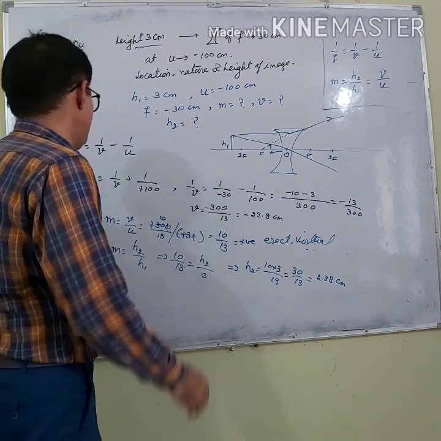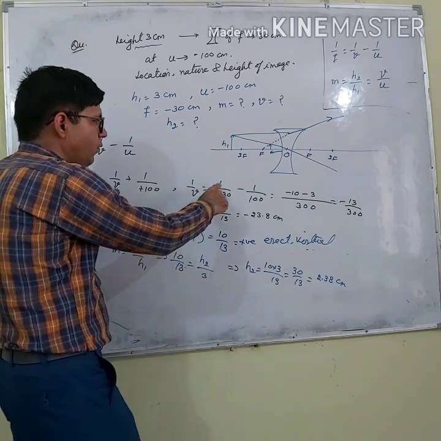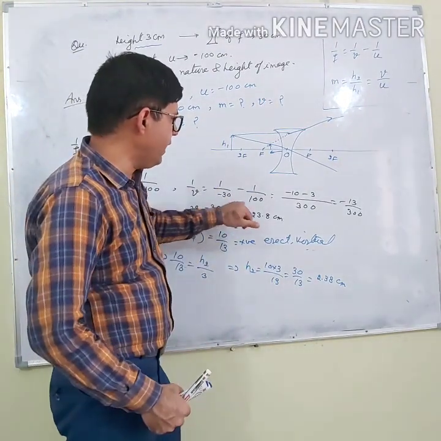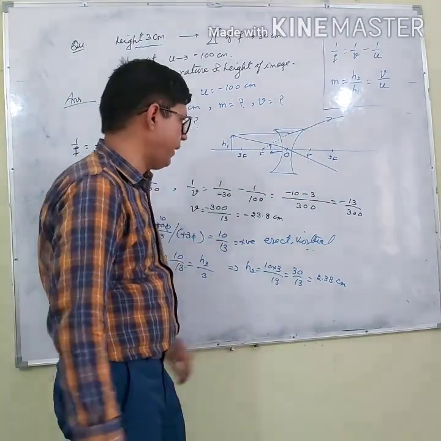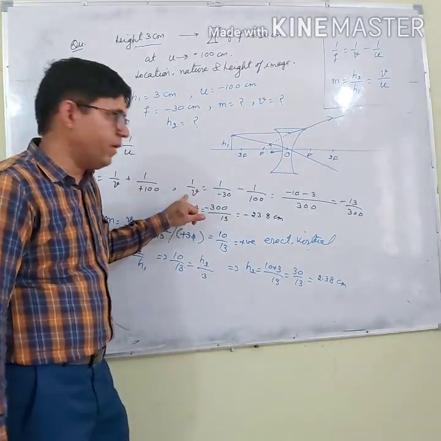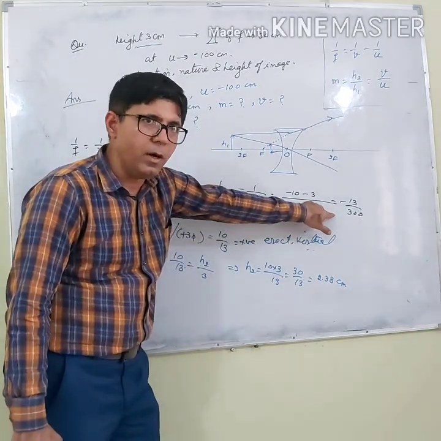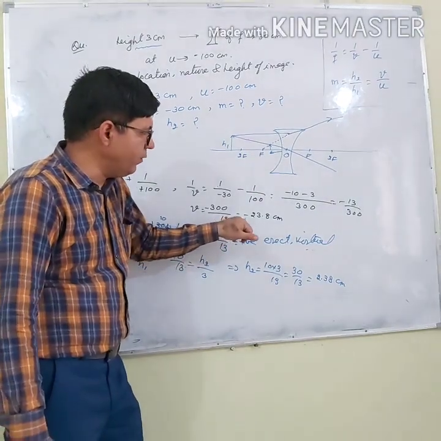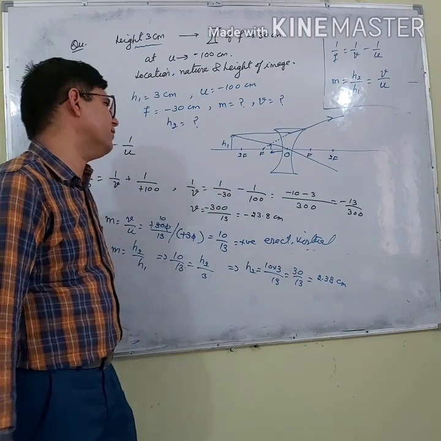So when this term goes to the left hand side, 1 by v equals 1 over minus 30 minus 1 over 100. Its LCM will be 300. So minus 10 and minus 3 here, minus 13 by 300. So this is the reciprocal of v. If I want to calculate v, I have to again take the reciprocal, and that will be equal to minus 300 over 13. When you solve this, it will be approximately minus 23.8 centimeter.